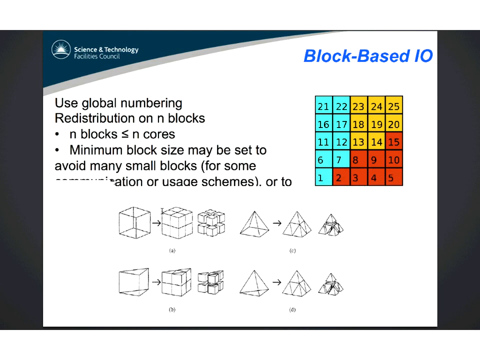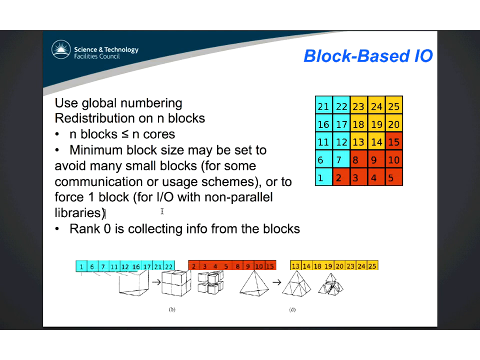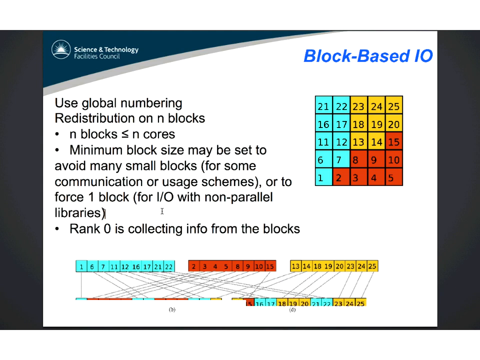So now going to the block-based IO strategy, it's based on global numbering and a redistribution on n blocks of all the data contained in the n cores, or n MPI tasks. Basically, there's a first gathering of all the information from all the processes, the cores, onto blocks, and then from the blocks, everything is collected by rank zero and dumped on the disk. This strategy can also be applied for non-parallel IOs with non-parallel libraries.